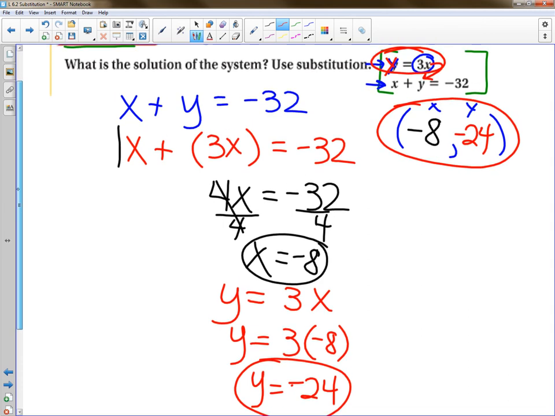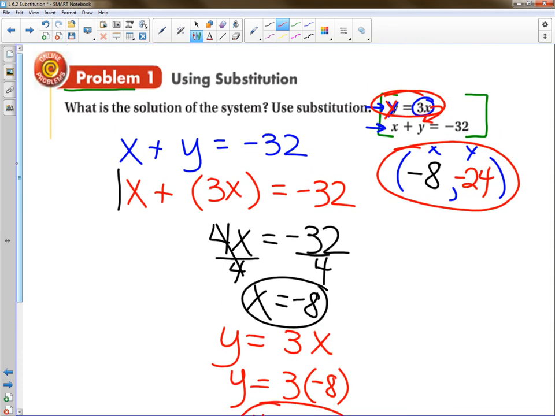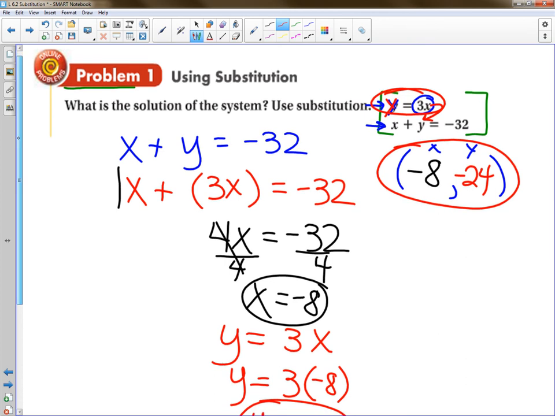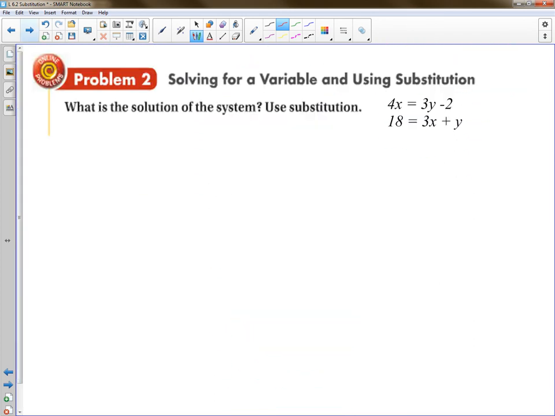So I know the first time that I ever saw this, it was very foreign and it was not very easy to understand at first. So if you need to, you can back up the video and watch it again and try to process that. But I'm going to go on to problem 2 and show you a different example.